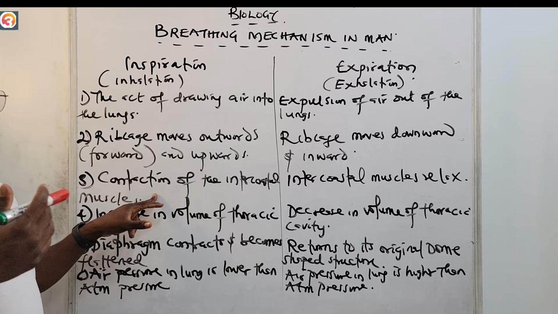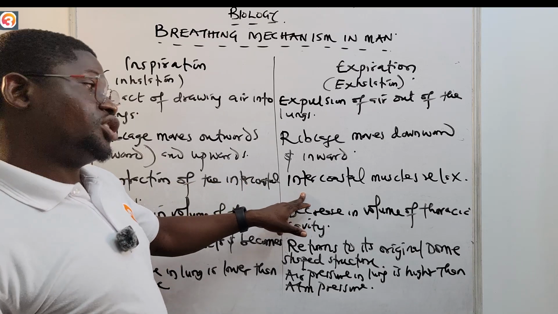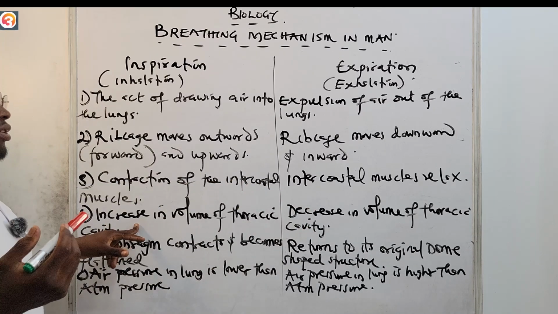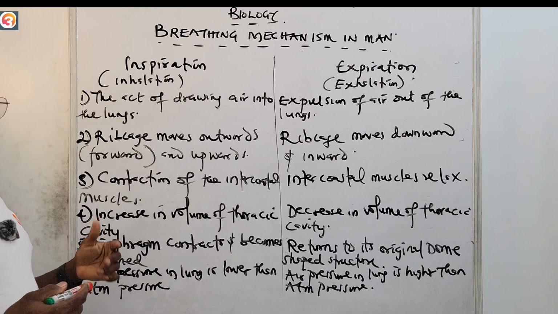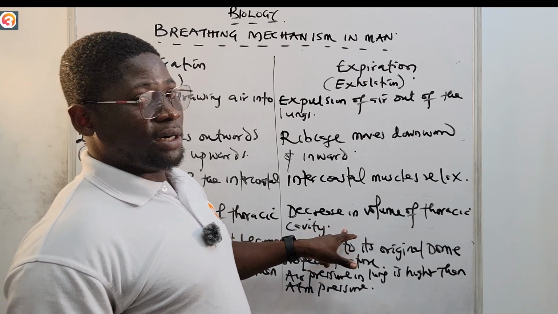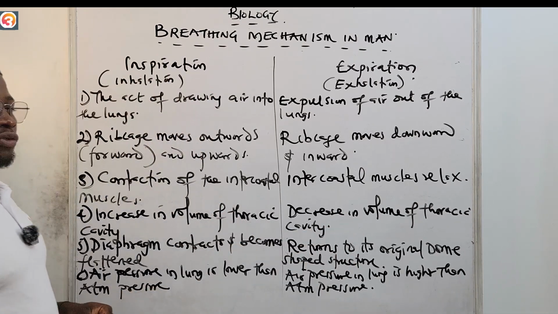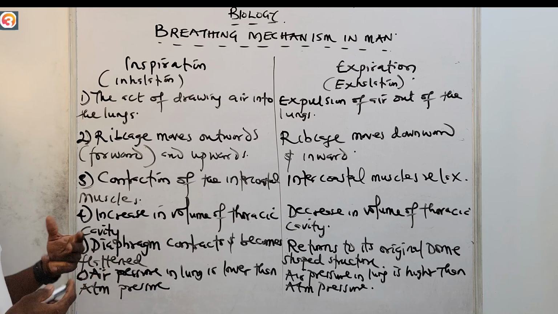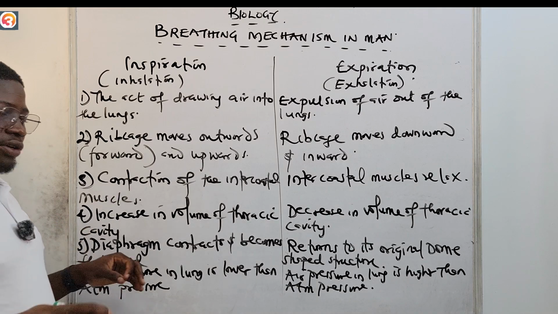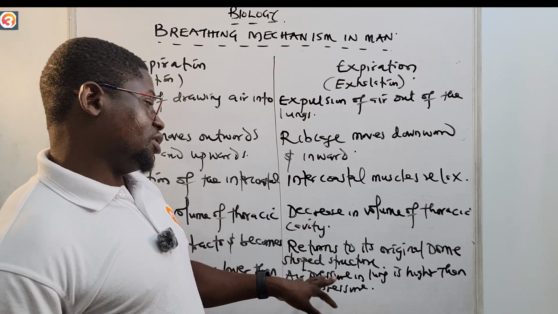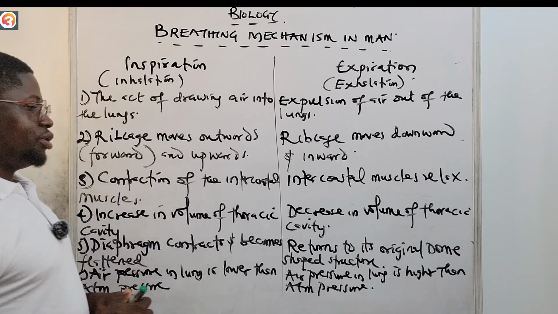In inspiration, there is contraction of the intercostal muscles, while expiration leads to relaxation of the intercostal muscles. During inspiration, there is an increase in the volume of the thoracic cavity, while during expiration, there is a decrease in the volume of the thoracic cavity. Number 5, the diaphragm contracts and becomes flattened during inspiration, while during expiration, the diaphragm returns to its original dome-shaped structure.